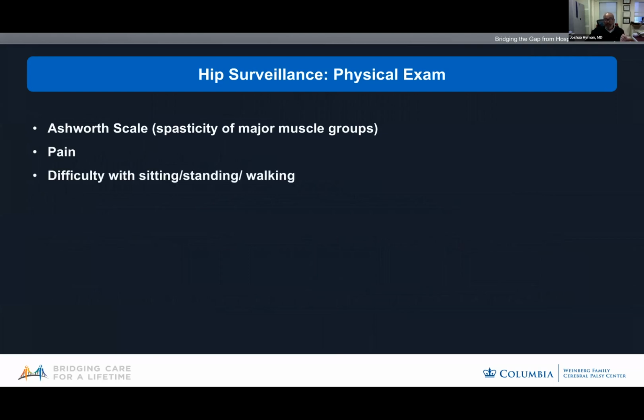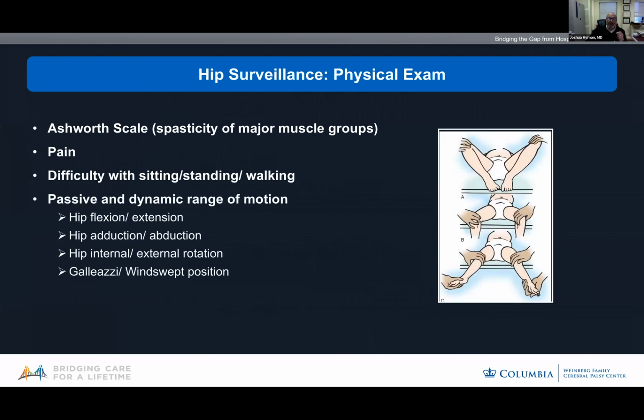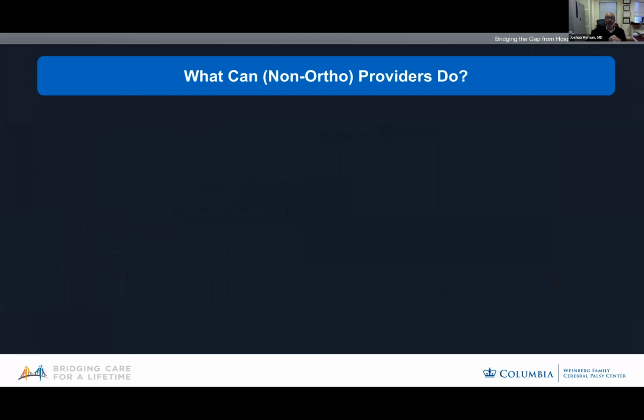Worsening pain is often an indicator of displacement. They can have worsening sitting, standing, and walking ability. And then you as therapists will certainly be able to recognize changes in both their passive and dynamic range of motion, assessing hip flexion, extension, adduction, abduction, internal and external rotation, as well as the overall positioning of their hips at rest. So what can you do?